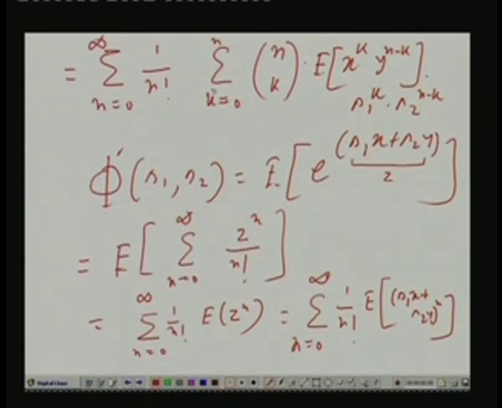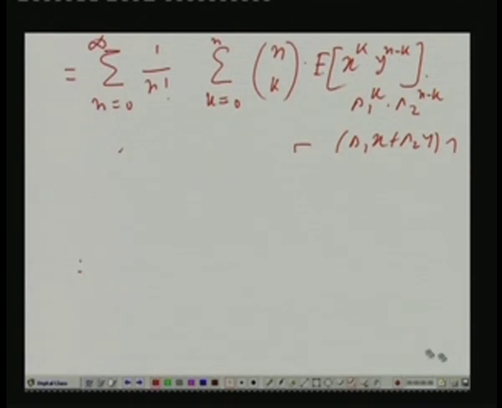So, for a particular n as chosen from outside, we will have only those powers of k and n minus k, those powers of x and those powers of y, so that the summation of those two powers is always equal to n. Okay. So, this is what we get as the moment generating function for x and y. Now, I erase this.